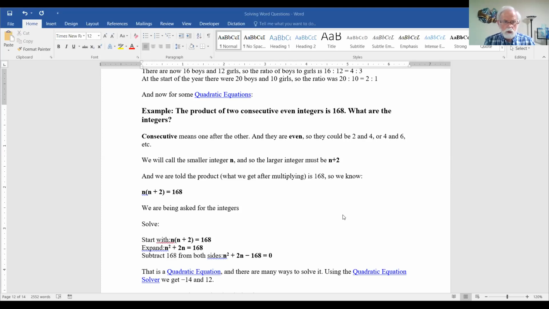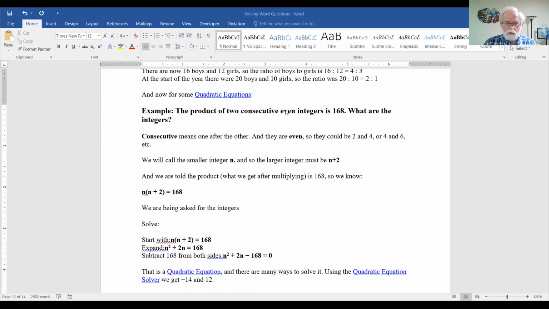Okay? So we want to know what they are. We're going to call one of them n. Consecutive integers. Oh, consecutive, excuse me, even integers. I missed that one, boy. Even integers. So the difference has to be 2, because if you add 1 to an even number, you get an odd number. Make sense? As I said, read the problem carefully.